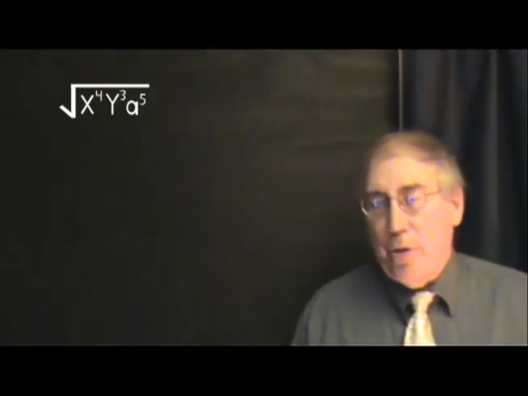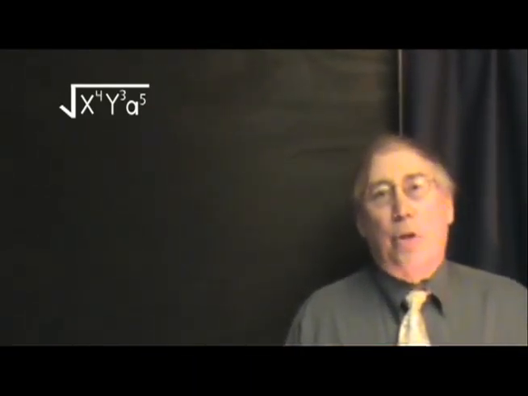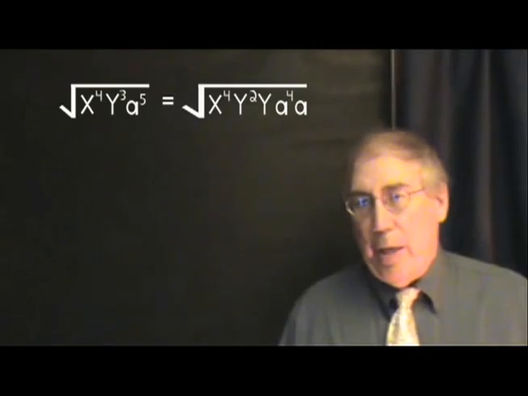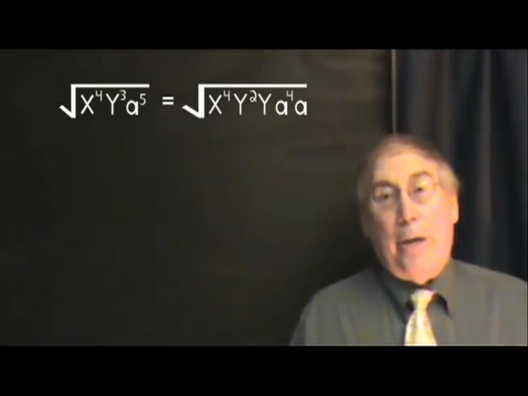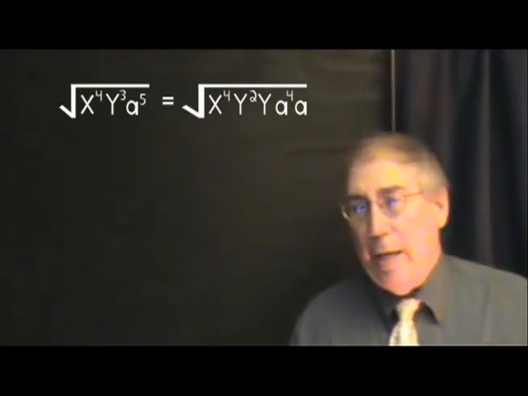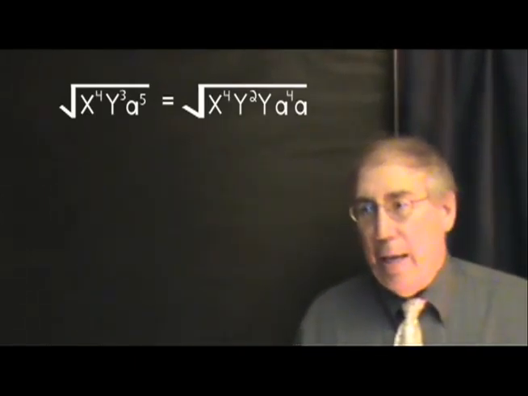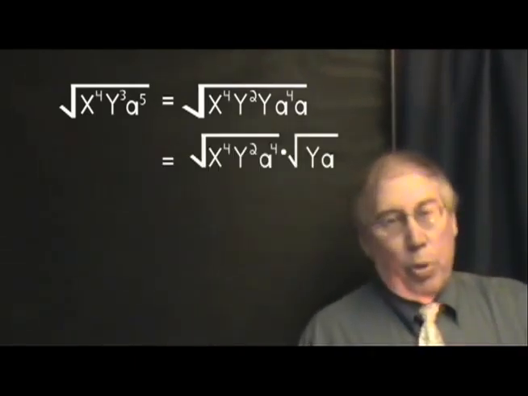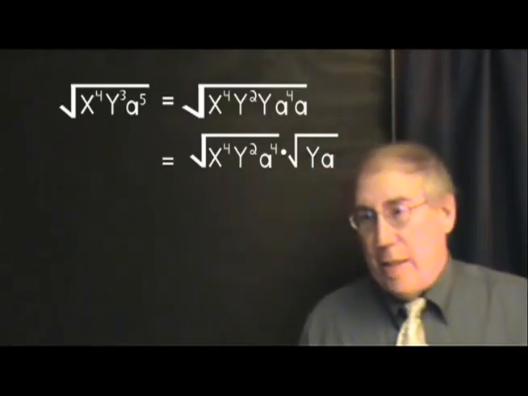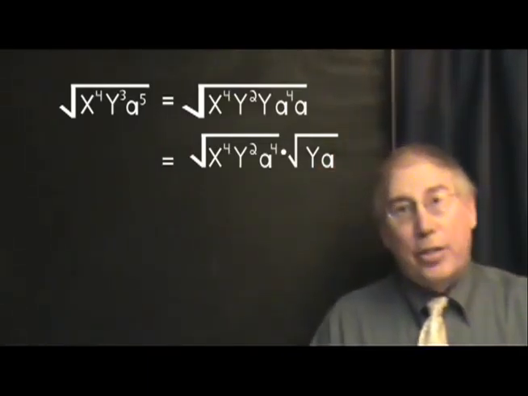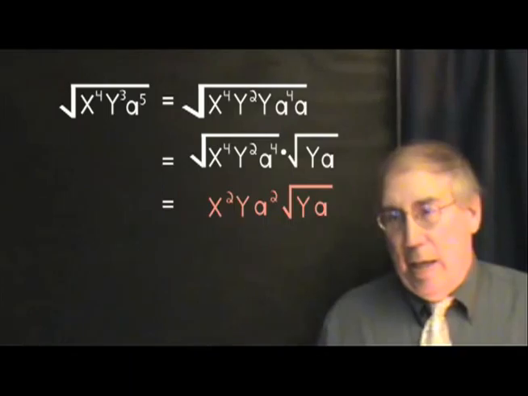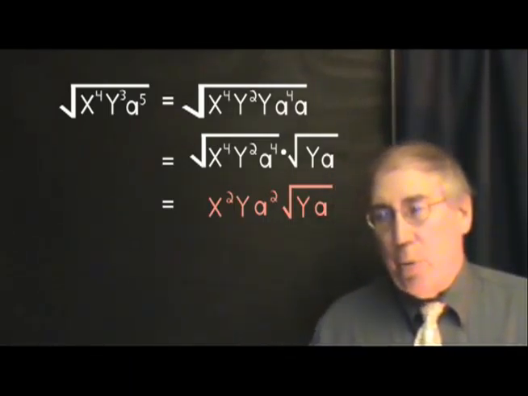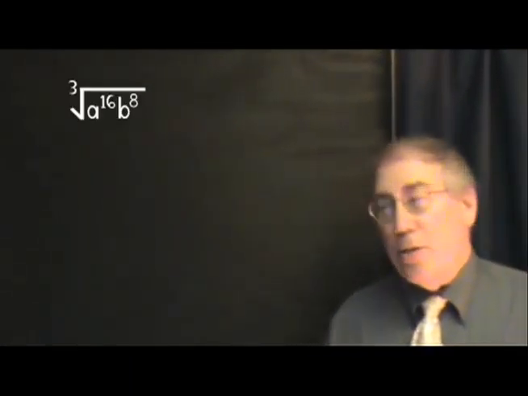Let's try the same sort of thing here. We're looking for squares. x to the 4th is already a square. We can rewrite y cubed as y squared times y, and a to the 4th times a. So again, let's pull out all the squares, put them in the first radical there and take the square root of them. So we get an x squared, and we get a y, and we get an a squared times the square root of ya.